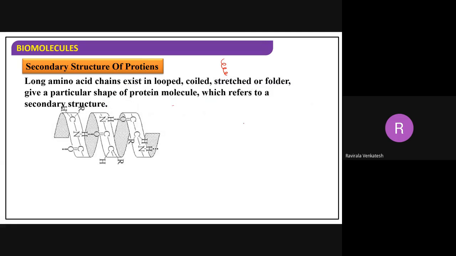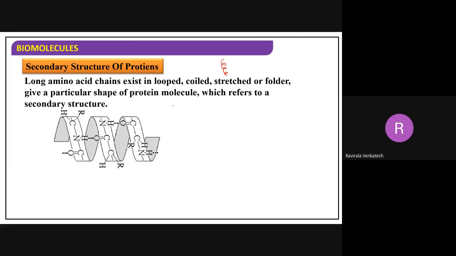Let me show this one. Alpha helix. This is like spiral binding, you have seen the same. So here it coiled like that. We can call this alpha helix. This is called alpha helix.